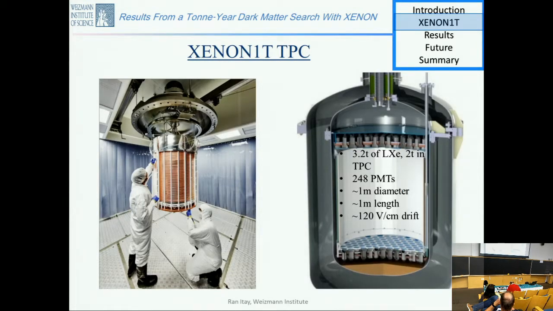The TPC itself, so the cryostat has 3.2 tons of liquid xenon, 2 tons inside the TPC itself. There are 248 PMTs. It is roughly 1 meter in diameter, 1 meter in length, and the applied drift field is roughly 120 volt per centimeter. This is a picture of us mounting the TPC itself.